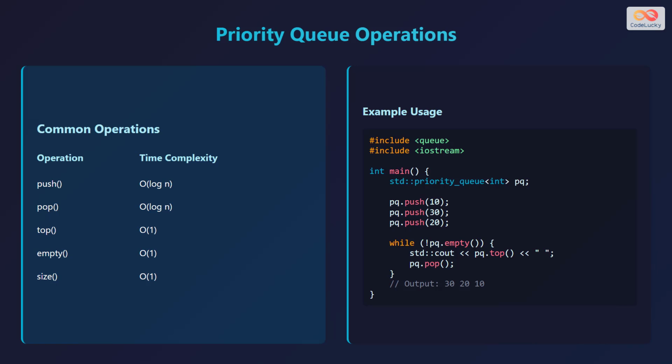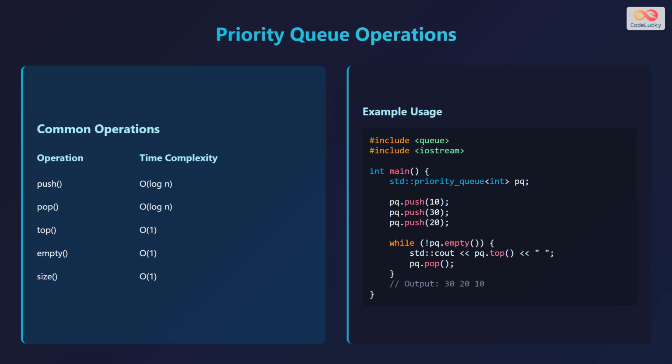Here's an example of how to use these operations. First, include the necessary headers, queue and iostream. Inside the main function, declare a priority queue of integers. Then, push some elements onto the queue such as 10, 30, and 20.